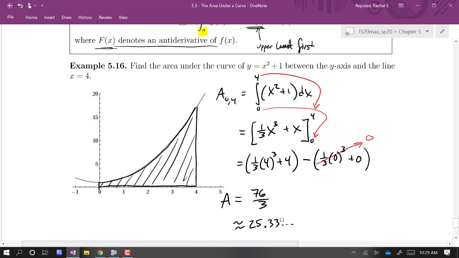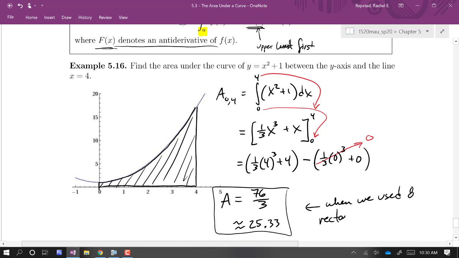So this is a little bit more than our last approximation. If you go back to the example where we used 8 rectangles, we got an approximation of about 21.5. So we were a little close with 8 rectangles.